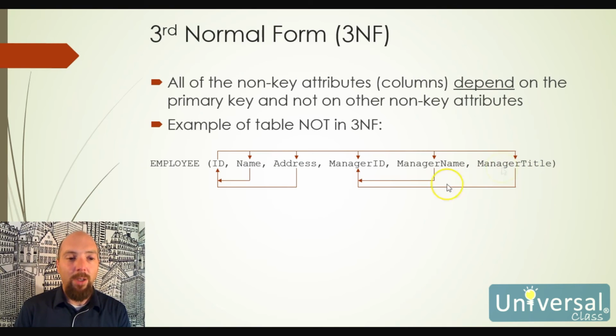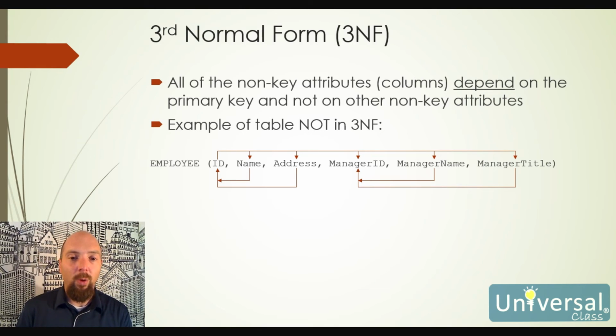But if you go the other direction, if I look at every one of these other non-key attributes, the name for this person depends on their ID. I can see that. Their address depends on their ID. The manager's ID, that would depend on the employee ID, maybe. But the manager's name doesn't have anything to do with the employee. The manager's name depends on the manager's ID. The manager's title depends on the manager's ID. So what happens now is this database table is in second normal form, but it's not in third normal form.